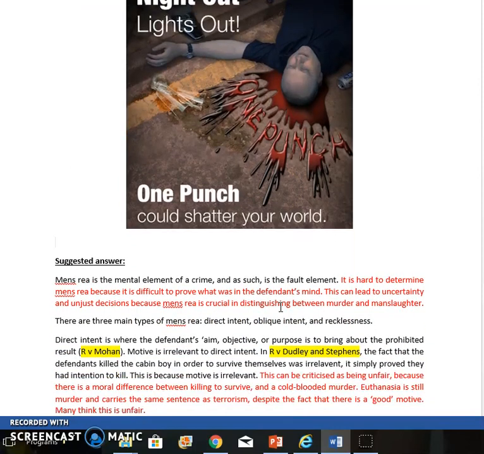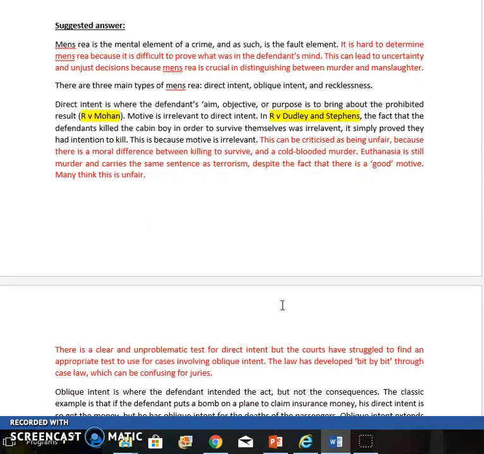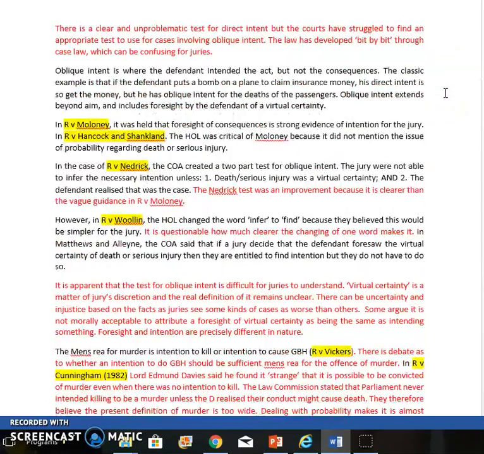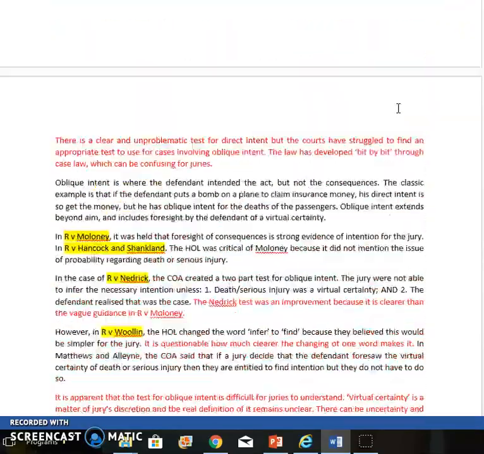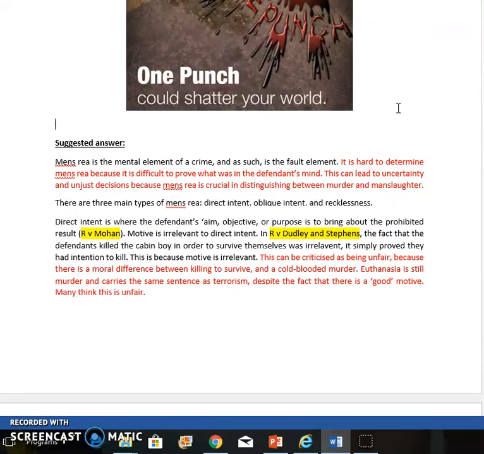So if we scroll down then to my answer, as usual, my AO1 is in black font and my AO2 is in red font. And as usual, if you scroll through, you should see black, red, as far as possible, because that's showing that you're balancing your essay.